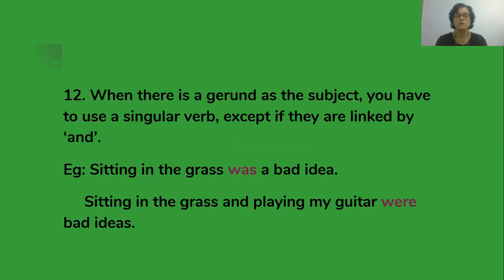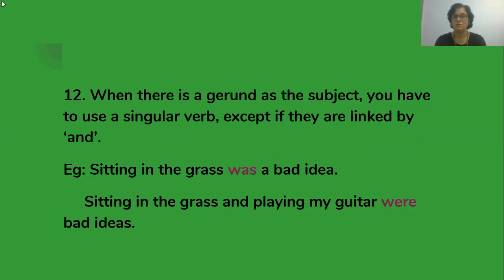The 12th rule. When there is a gerund, now what's a gerund? A word that ends with ing. So when there's a gerund as the subject, then you have to use a singular verb, except if they are linked by and. Yes, in English there are so many rules and so many exceptions. So like I said earlier, from my experience as a teacher, the best way to master something is to practice. The more you practice, the better you get.